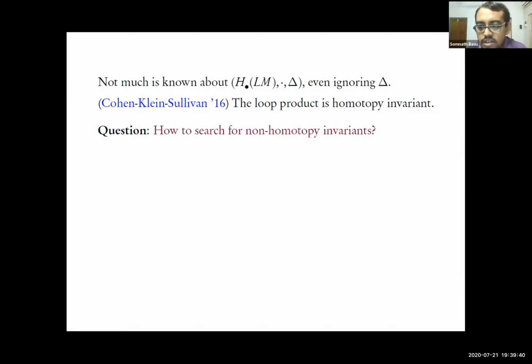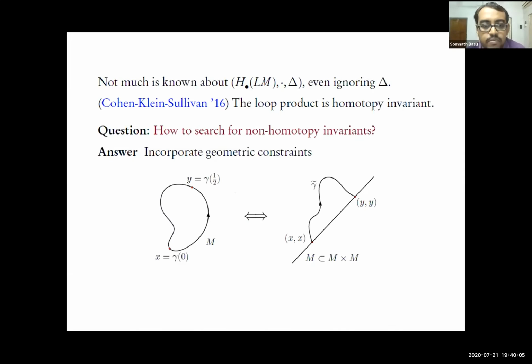That's a question. And I'm going to give you a template, but this is still a bit imprecise, like most templates are. You have to work through the details and see what you get. One way to do this would be to incorporate geometric constraints into the space you're studying. So you don't want to study the full loop space. You want to study certain subsets defined by geometric constraints, with the hope that you extract non-homotopy invariants or geometric invariants, not topological invariants. Okay? So here's something that I could do.